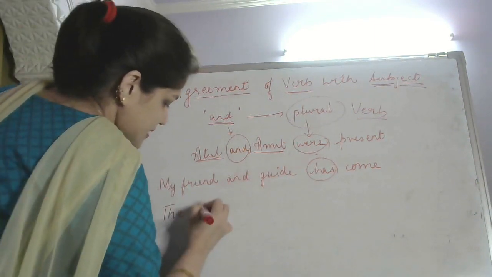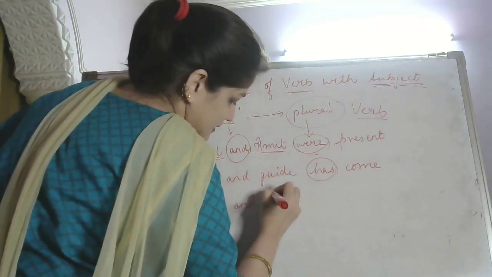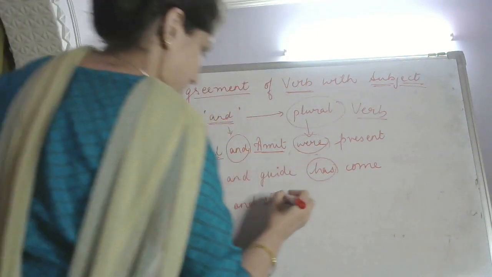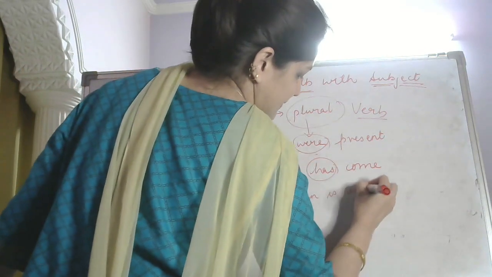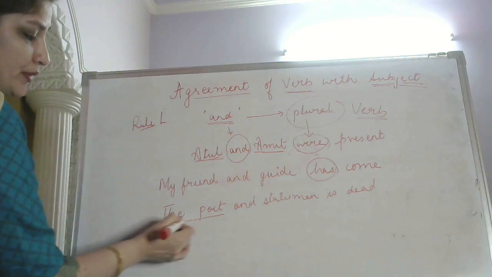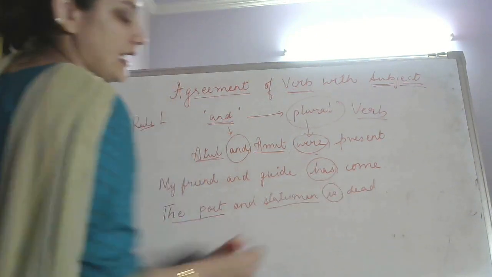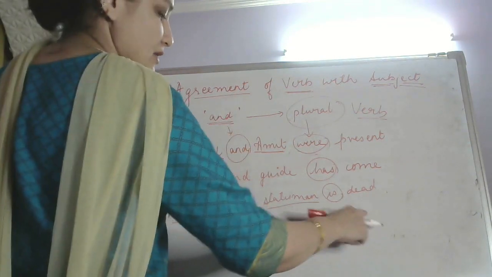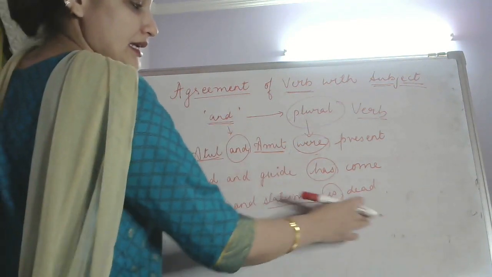the poet and statesman is dead. Now you can see that there is the poet and statesman. The verb is singular again. Why? Because we are talking about one person is dead. So the person who is a poet and also a statesman, he died.